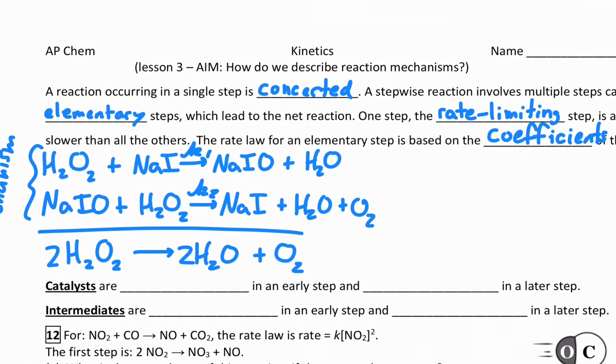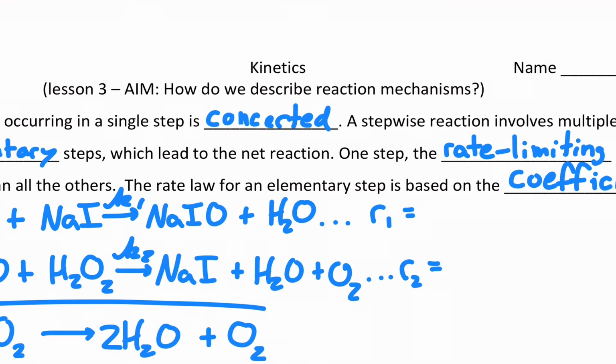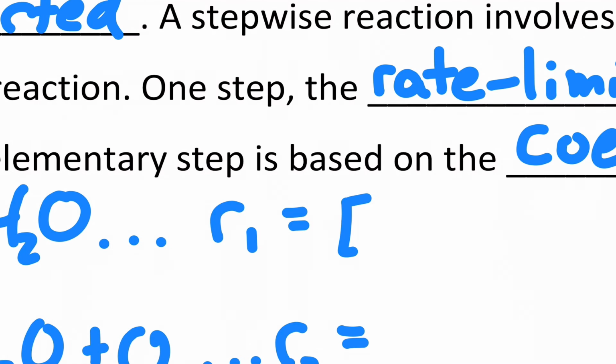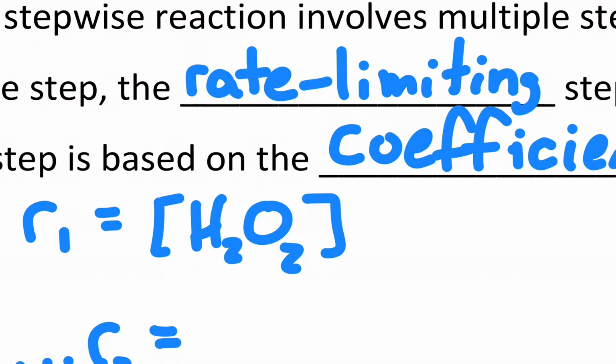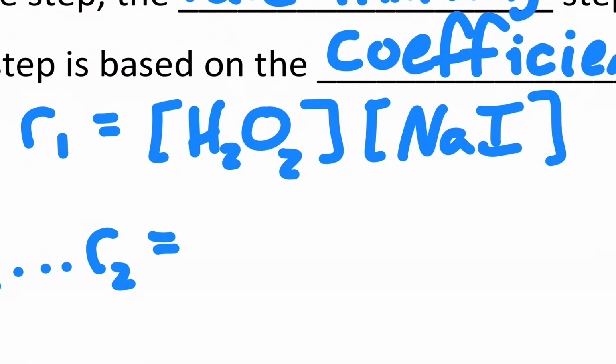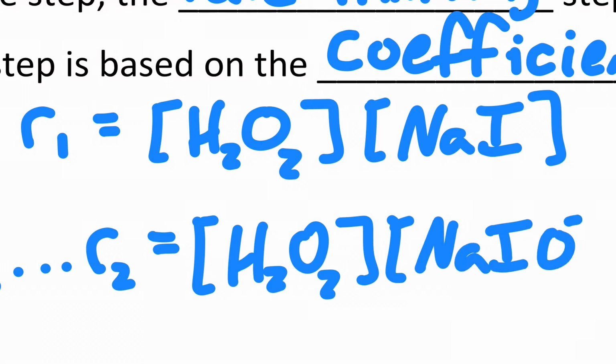And if we know that what we're looking at is a concerted elementary step, which in this case we do, you can write the rate law, R1 and R2, for each step. We do it the same way we did before. It's based on whatever the reactants are in that reaction. So R1 would be based on the concentration of peroxide and the concentration of sodium iodide. And R2 would be based on the concentration of peroxide and the concentration of NaIO.